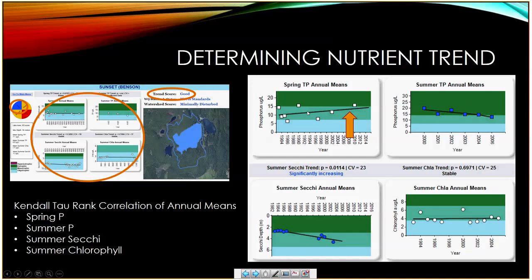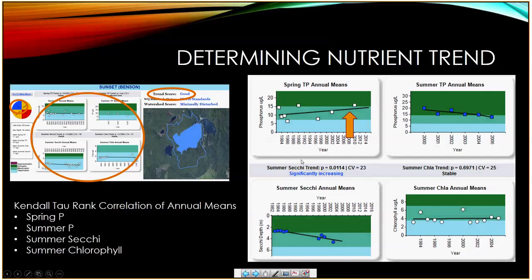You'll notice that we've got regression lines as well. We do run a regression analysis on these data. We also run what we call the Kendall-Tau rank correlation of the means. That's a way to look at the trend over time, evaluate the significance of this line and the direction it's taking over time in order for us to determine whether a trend is significant or not.